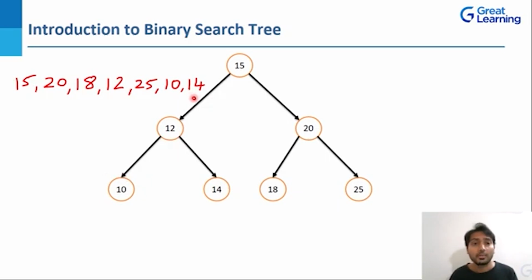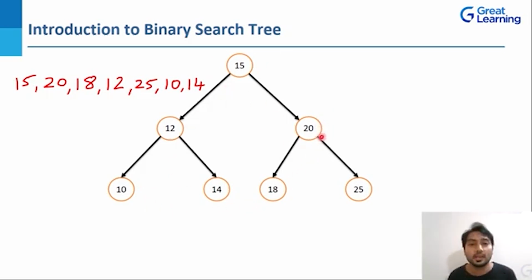The last input, what we have here is 14. So 14 is smaller than 15. Move to the left. Compare with 12. Greater. Move to the right. And 14 will be placed here as a right child of the node 12. So this is how you get your binary search tree construct. So this is how I got this particular binary search tree.